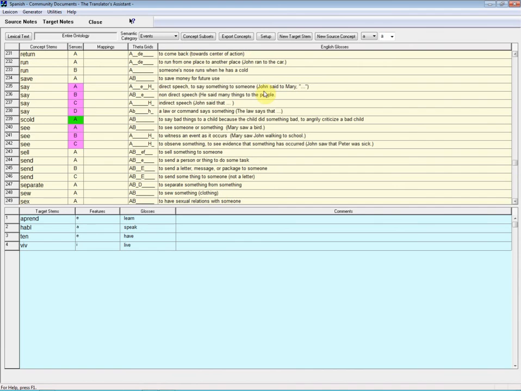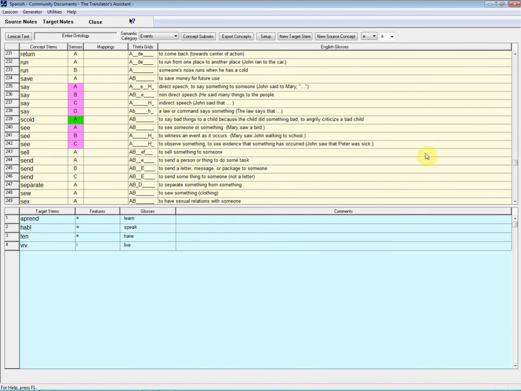There it is. I think there's 4 different say concepts. There's one that we just used, the direct speech, like John said to Mary, quote, there's non-direct speech, he said many things. Indirect speech, he said that. And then you could have something like a law or some sort of edict or a paper says something. Now, these are all pretty much the same underlying meaning of say, but these have different expectations as far as their arguments. That's another reason why we have different concepts, is to make it easier to differentiate uses that expect different arguments.